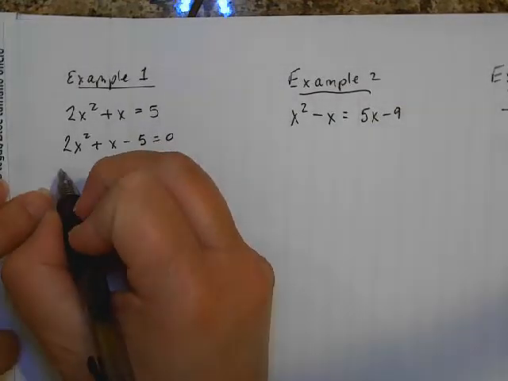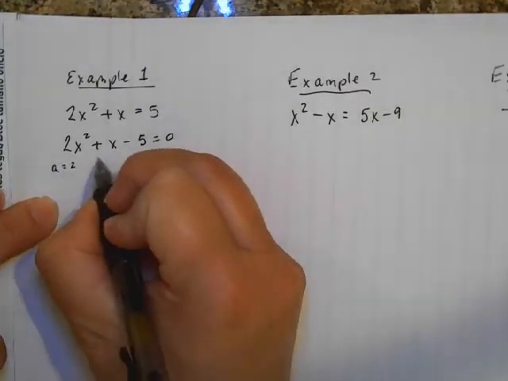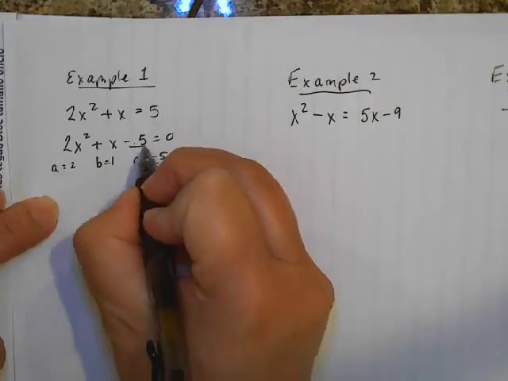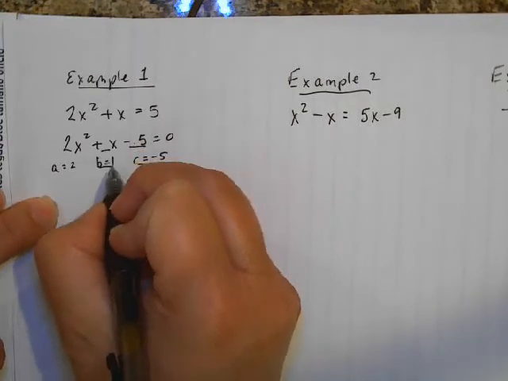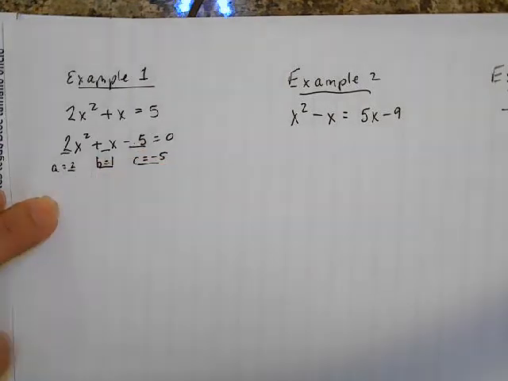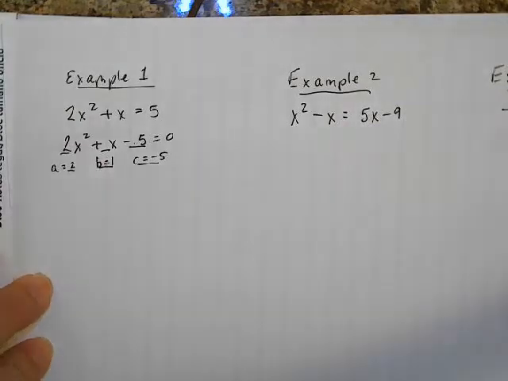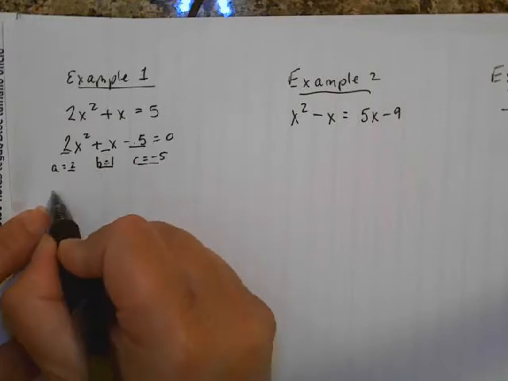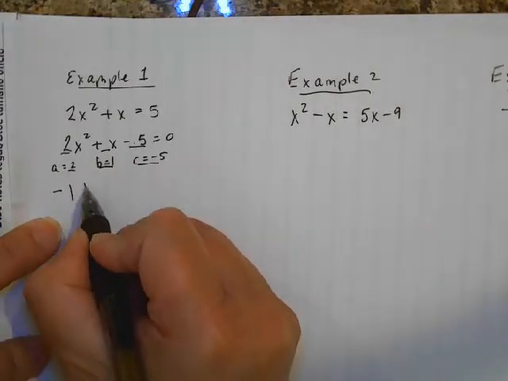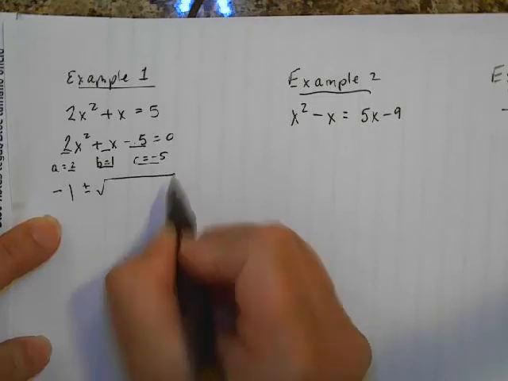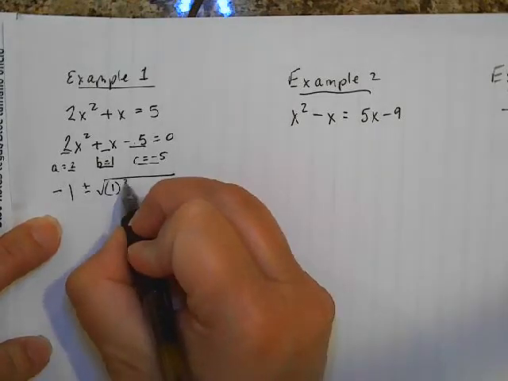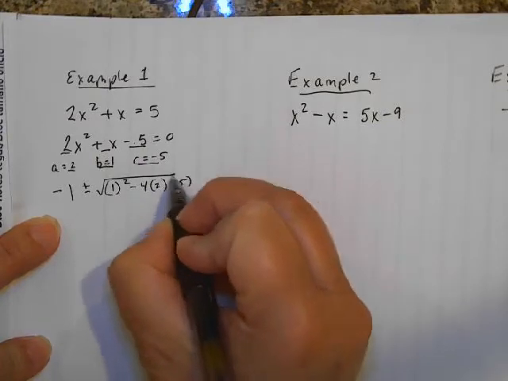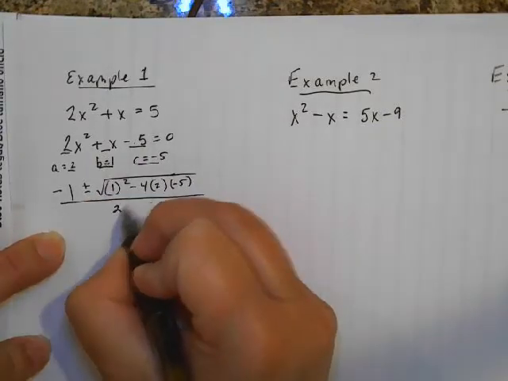So I'm going to do a is 2, b is 1, and c is negative 5. C is always the constant term with its sign, b is the number in front of x, and a is the number in front of x squared. So we need to put our quadratic in standard form first. So the quadratic formula says the opposite of the b term plus or minus the square root of b squared minus 4 times a times c, over 2 times a.